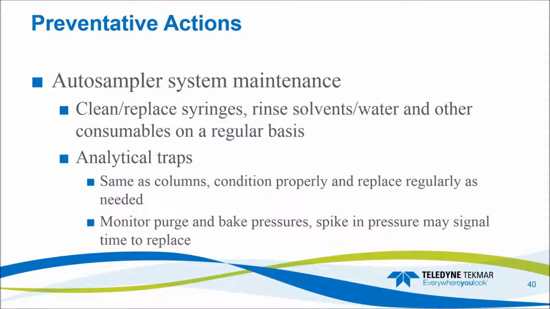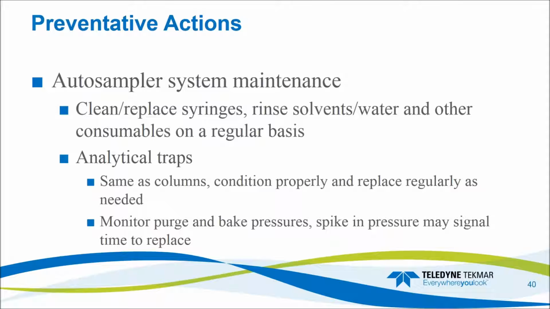Similar on the autosampler side of your systems, make sure that you're cleaning and replacing syringes, solvents, and all of your other consumables on a regular basis. Don't simply wait until they run out regardless of how they look. Don't wait until the syringe is so worn out that it stops transferring the proper volume, things like that. Analytical traps are the same as columns. Make sure that you understand the age and the life expectancy that you have with your samples on those traps and replace them on a regular basis before problems occur.